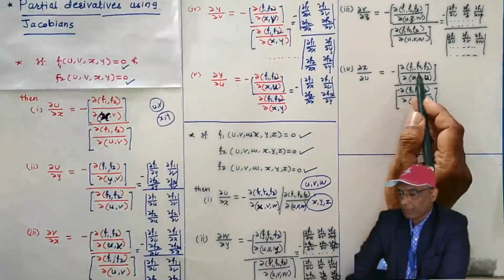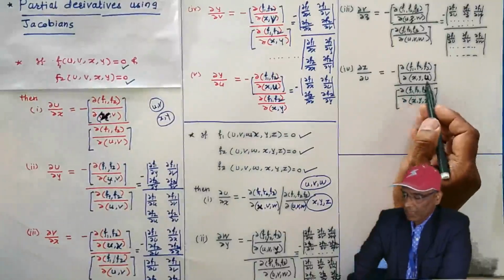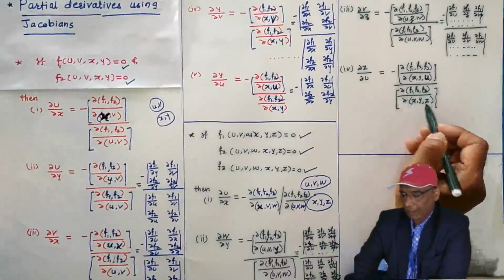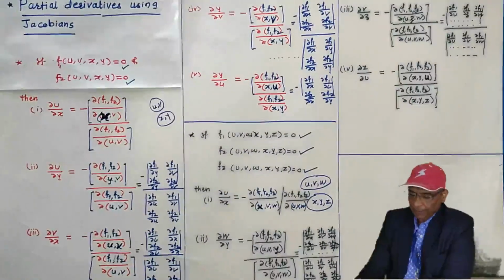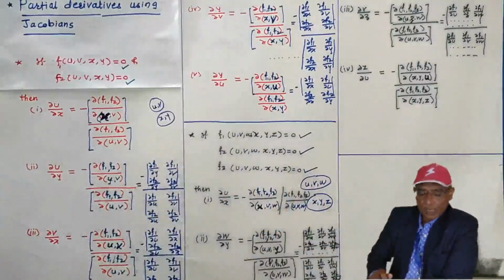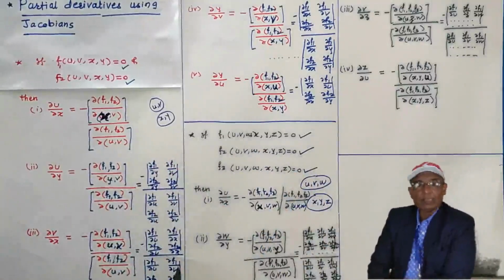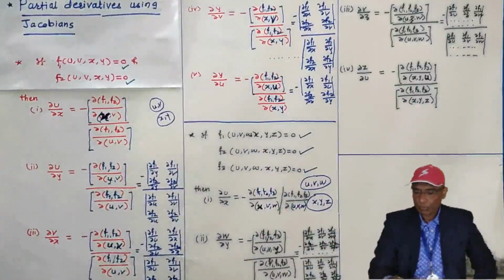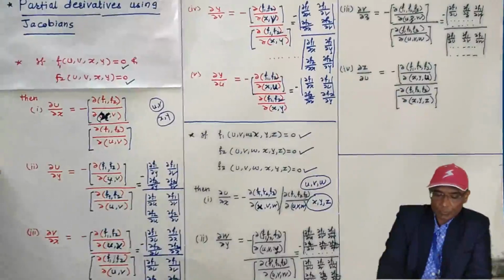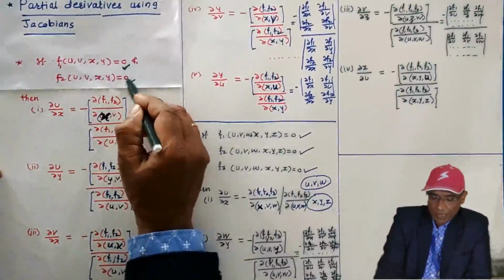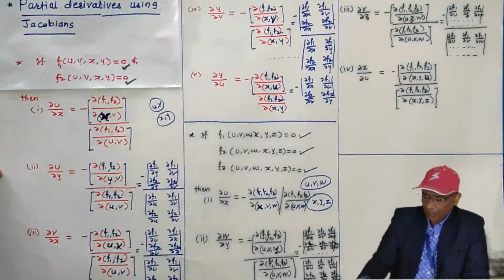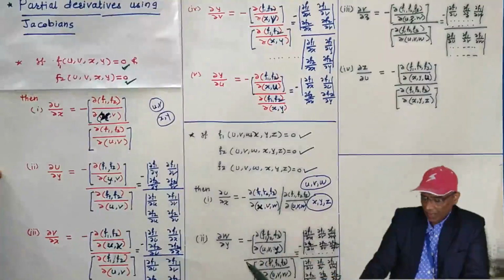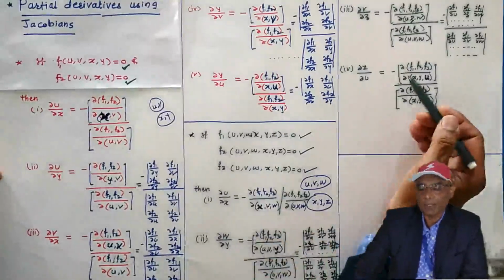Del f1, f2, f3 by del x, y, z. This can be written in terms of a determinant also. In this way, we can prepare the formula for partial derivatives using Jacobian, and in the examination, the formula will be asked. You may be given these two equations, and any one of these partial derivatives may be asked. These three equations you may be given, and any one of the possible derivatives you may be asked in the examination.